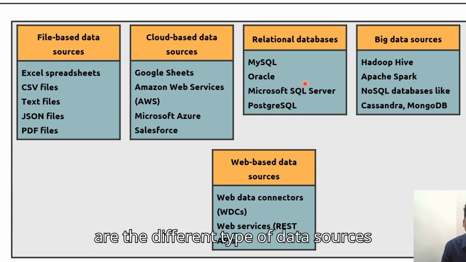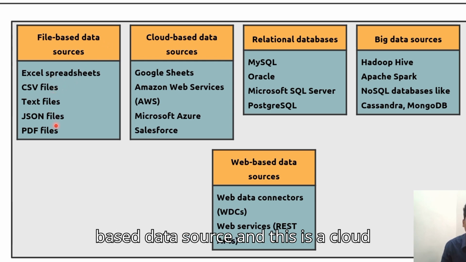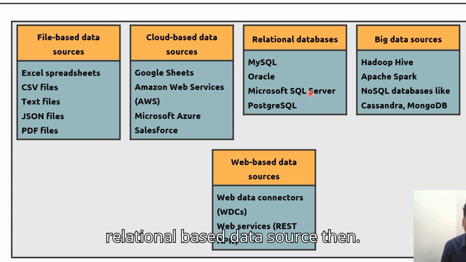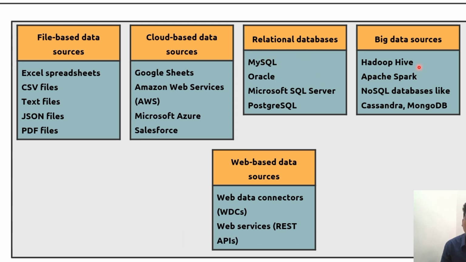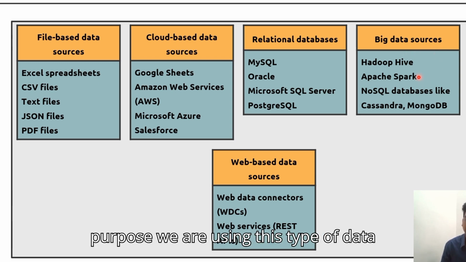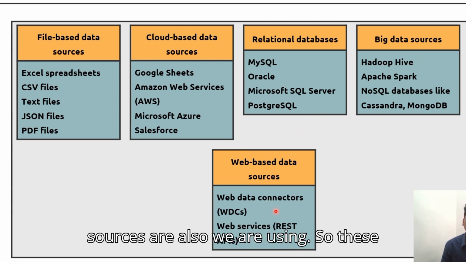So these are the different types of data sources that we are using. This is a file based data source, and this is a cloud based data source, and then relational based data sources, then big data sources. For machine learning and deep learning purposes, we are using this type of data source. Then finally web based data sources are also used.